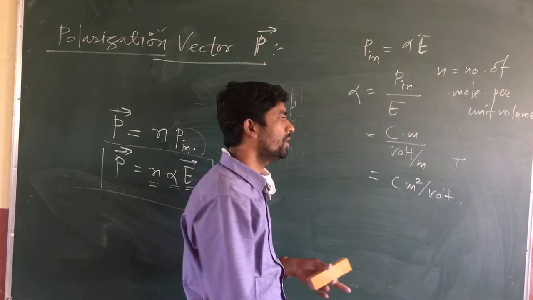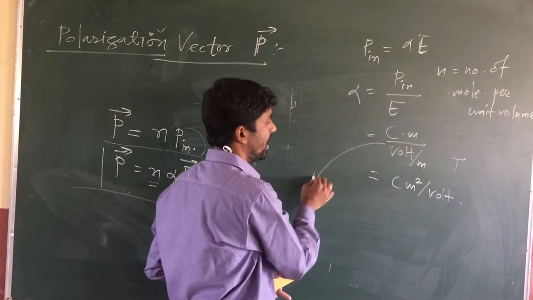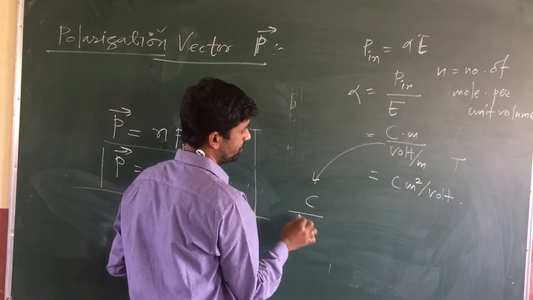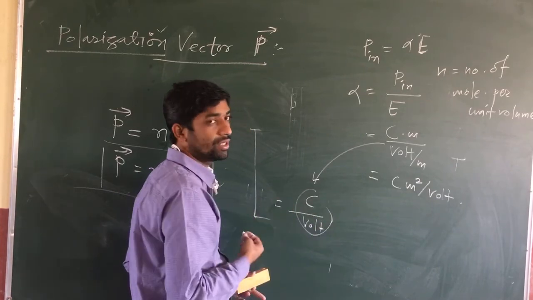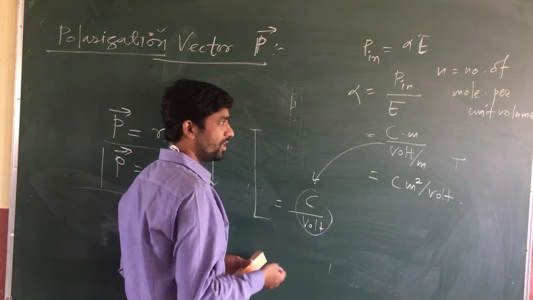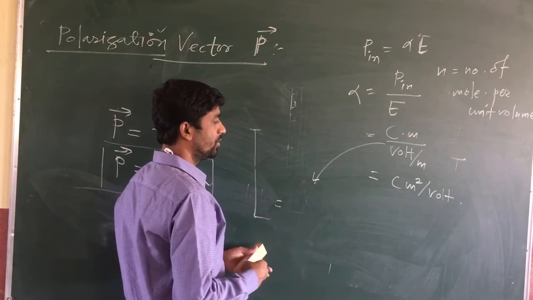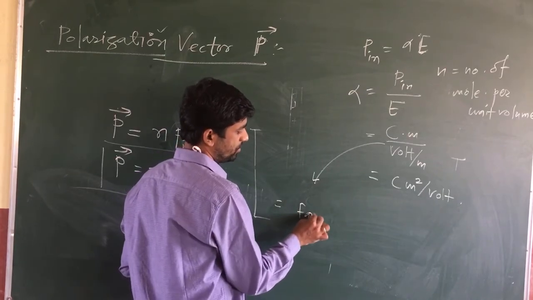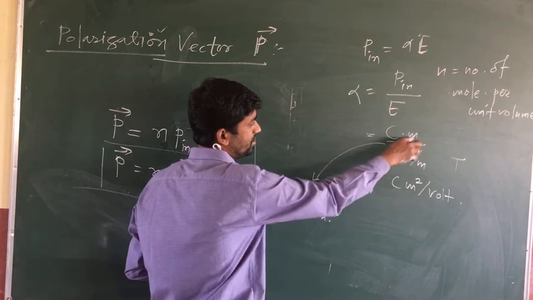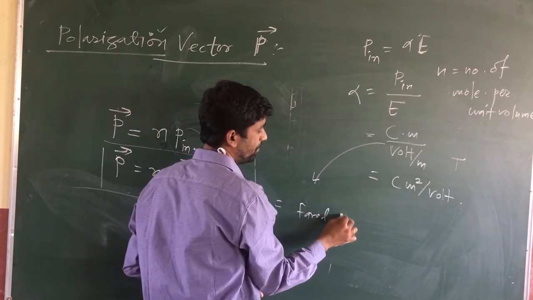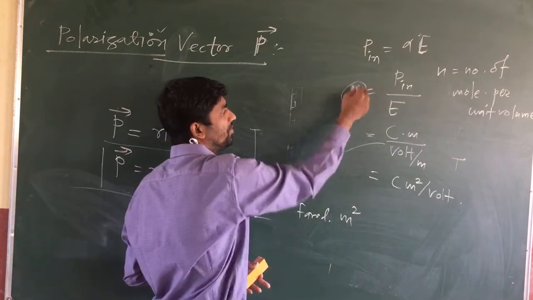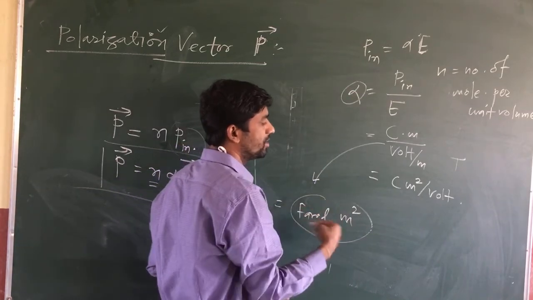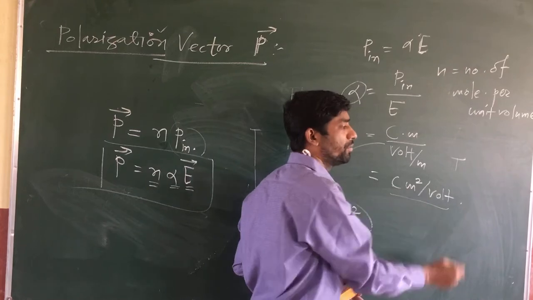Or you can write this unit as coulomb divided by volt, that is charge divided by potential, which is the capacitance. Its unit is farad, and the meter goes outside, so it is farad meter square. So the unit of alpha is farad meter square or coulomb meter square per volt.